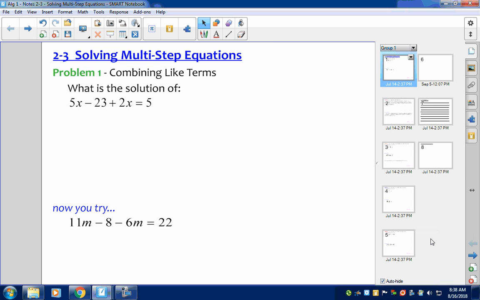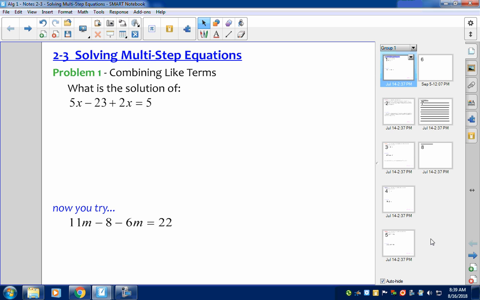All right. So first thing we're going to do, what makes this a multi-step is that we're going to have to do something before we use the two-step approach that we did last time. In this case, we're going to combine like terms first. And so you really want to combine like terms first.